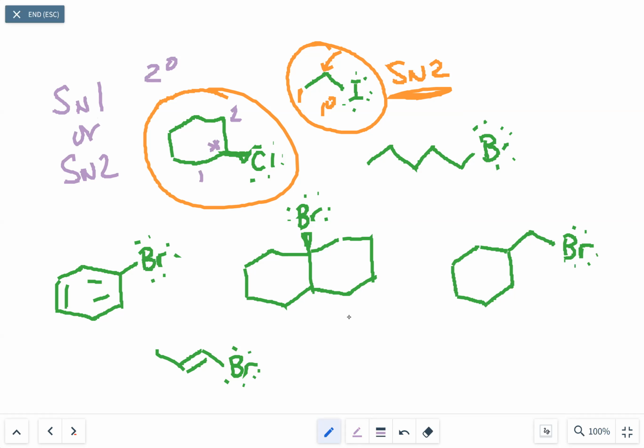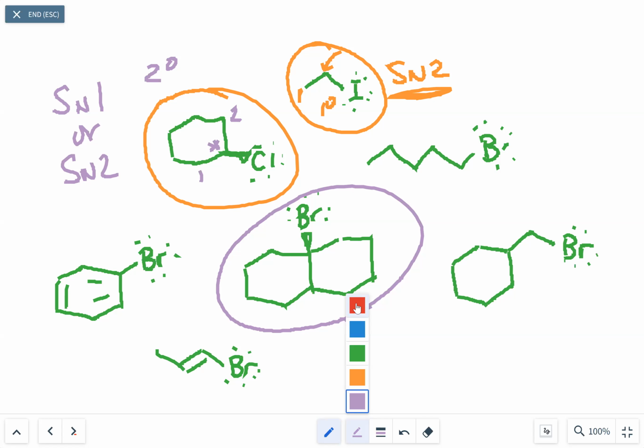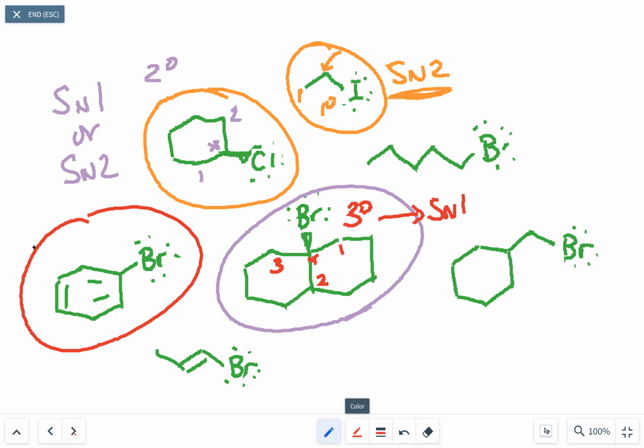What about the one I'm surrounding in purple here? SN1. Right, 1, 2, 3 carbons attached to the electrophilic carbon. So this is a tertiary, which means it has to be SN1. Okay. What about this one over here in red?